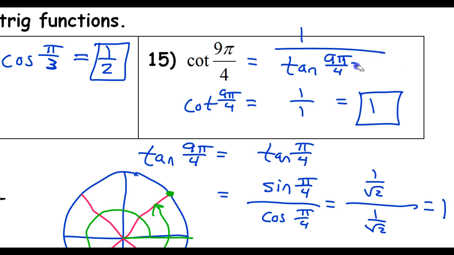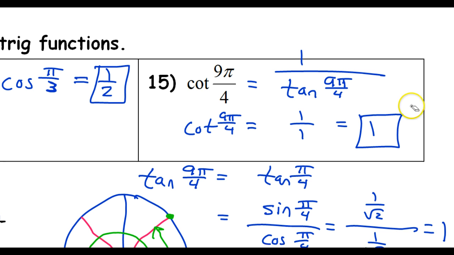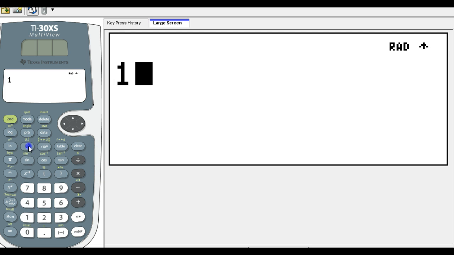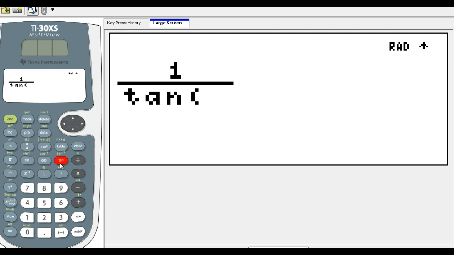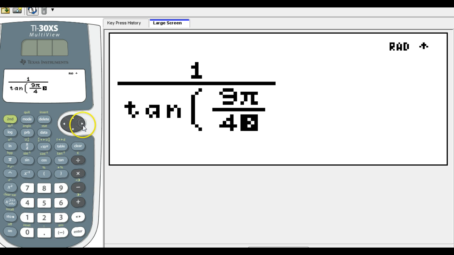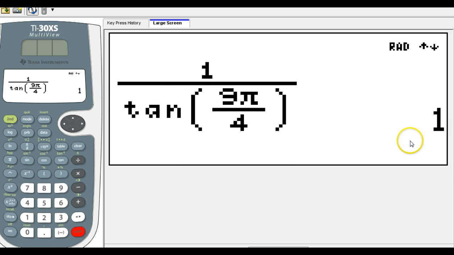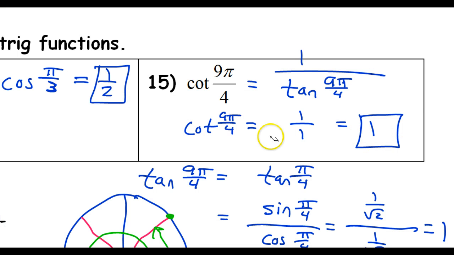Now once again, if I wanted to use my TI-30XS MultiView, I could have picked it up right from here. As soon as I knew that cotangent is 1 over the tangent, I could have typed this in. So let's look at that one more time. 1 over tangent 9 pi over 4. So here I go. 1 over the tangent, and then I have 9 pi over 4. Okay, and I get 1 right away. So if you're allowed to use your calculator, you can just do that.